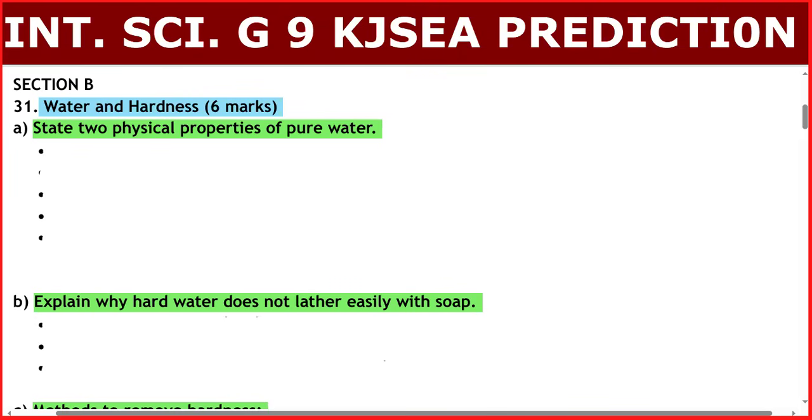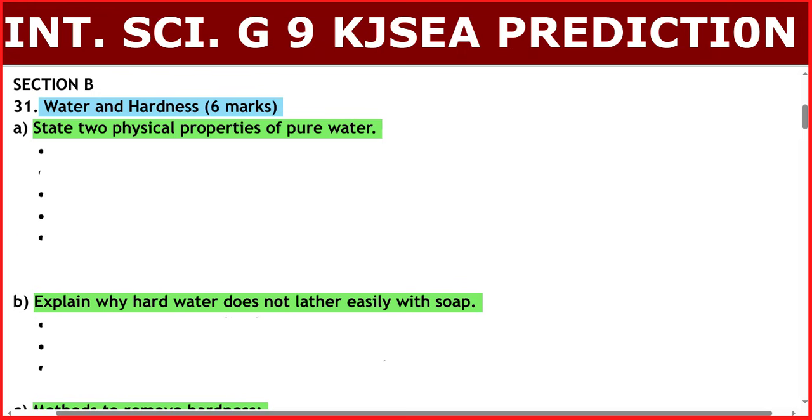This is Teacher Samson taking you through Integrated Science, Grade 9, KJSEA Prediction. This is Section B, Water and Hardness. Let us go through this question, water and its hardness.